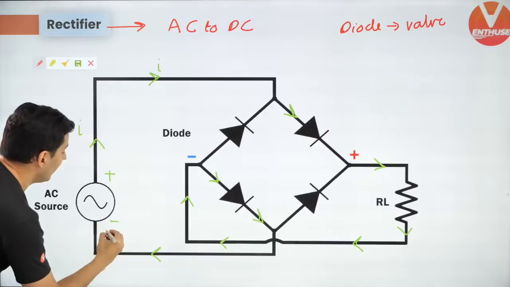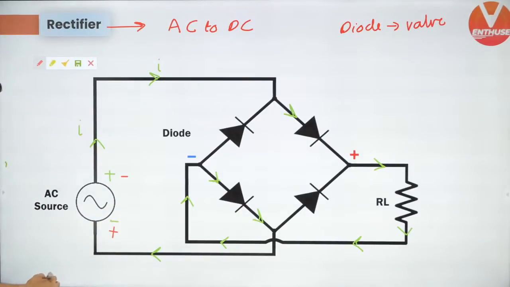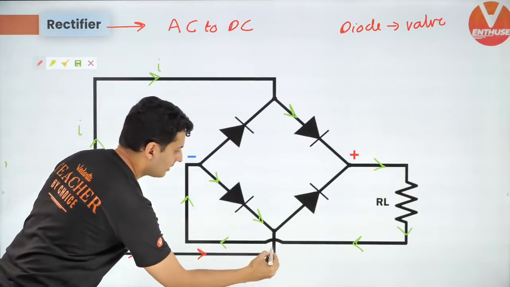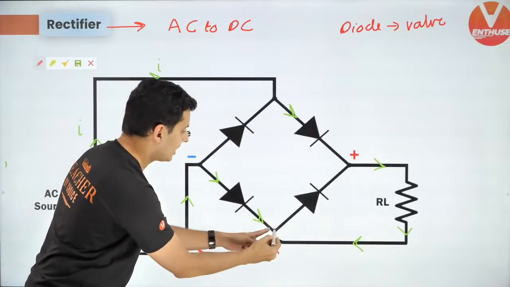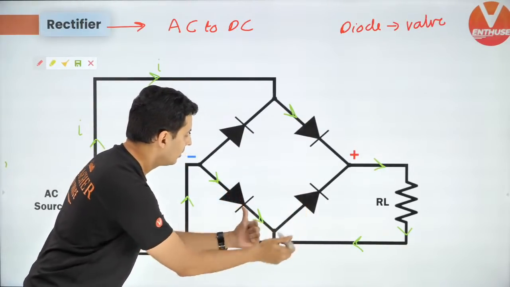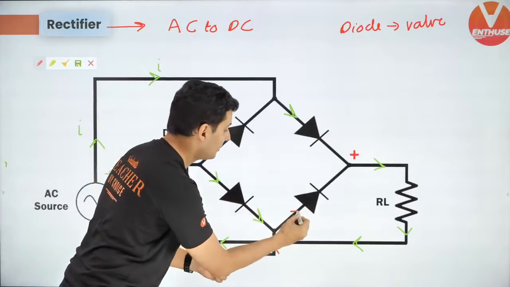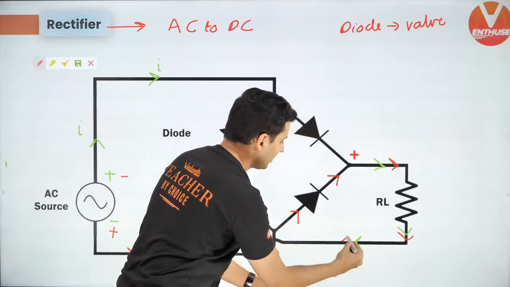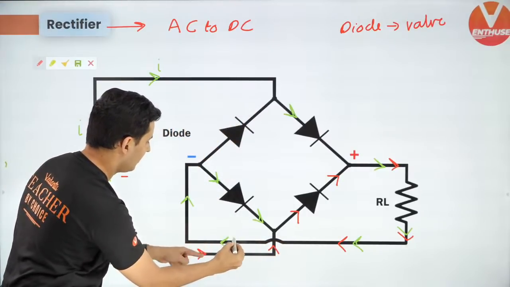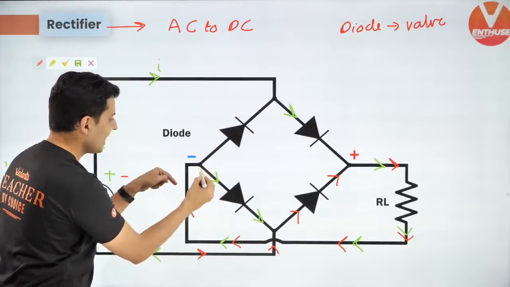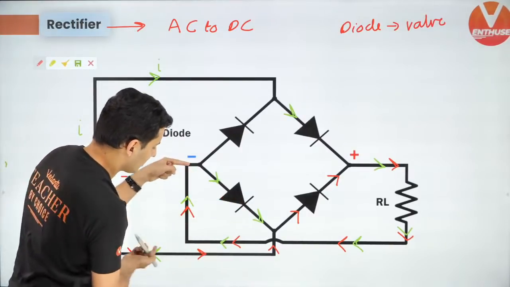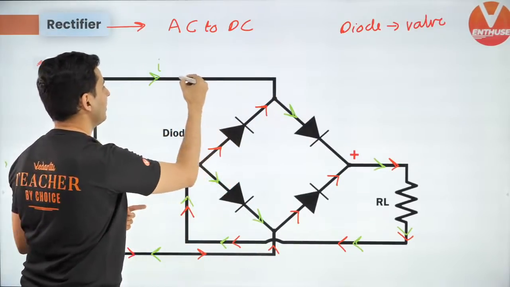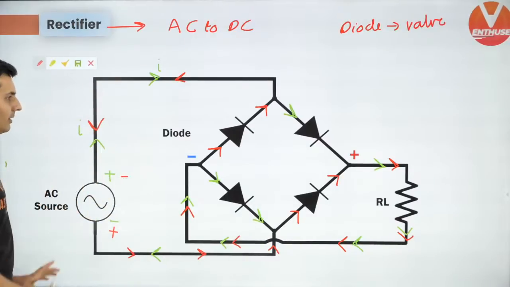Now, during the negative half cycle, this becomes negative, this becomes positive. So the current will go like this, like this, like this. Now it has two options, go here or go there. Obviously it can't go here. This is reverse bias, so it will go like this, again like this, and again over here. It won't be able to go here because already there was current coming from here. So it will go from this path, this path, this path, and come back to the negative terminal.